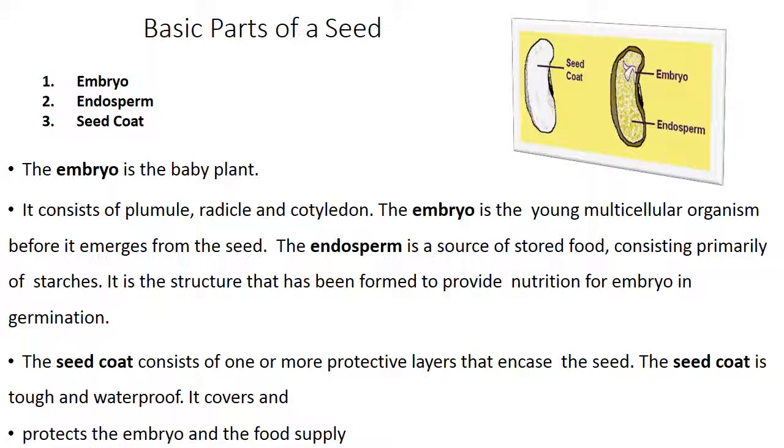The endosperm is a source of stored food consisting primarily of starches. It is the structure that has been formed to provide nutrition for embryo in germination. The seed coat consists of one or more protective layers that encase the seed. It is tough and waterproof, covers and protects the embryo and food supply.